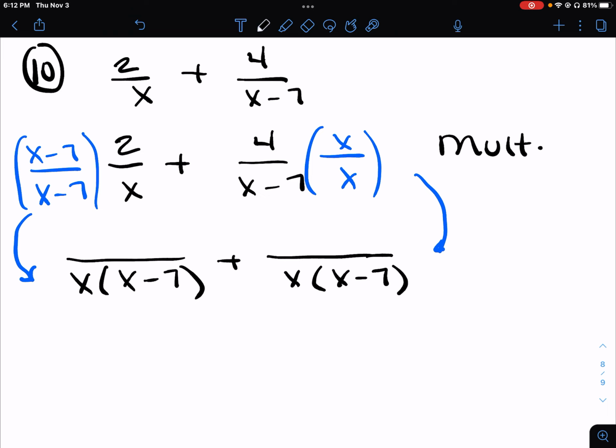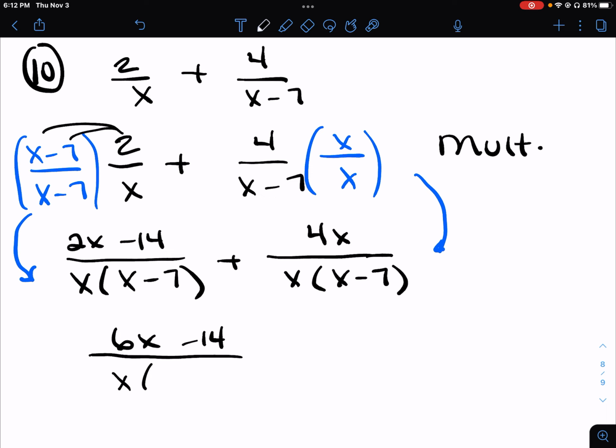Okay, now we multiply the tops. 2 times x, 2 times minus 7, and 4 times x. Now we add like terms. 2x, 4x, and it's over our common denominator.